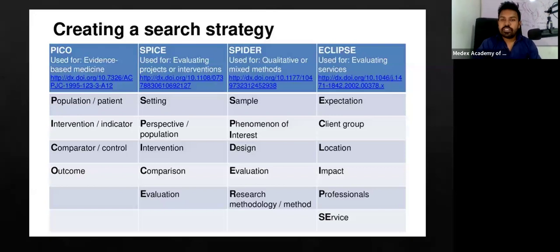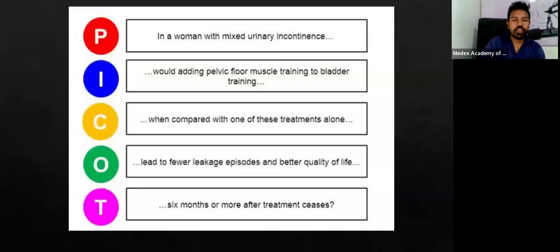So for qualitative, I will let you know a different technique. Let's see. Another one is called PICOT. It's not different, it's still PICO, but T stands for the time duration. I think for your level it's better if you can use PICO mainly.